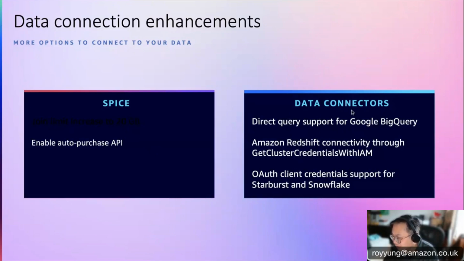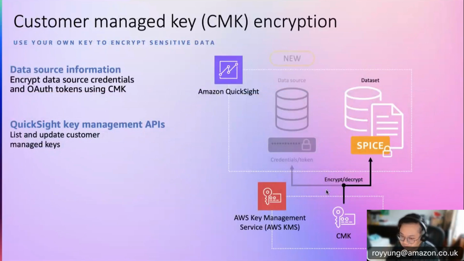And regarding the data connectors, we have added direct query support for Google BigQuery. Previously, we already supported Spice, and now we're adding direct query. We also support Amazon Redshift connectivity through get customer credentials with IAM. And we support OAuth client credential support for Starburst and Snowflake, these two connectors. Some more updates related to the data connections.